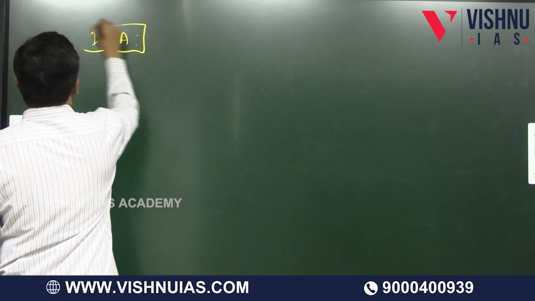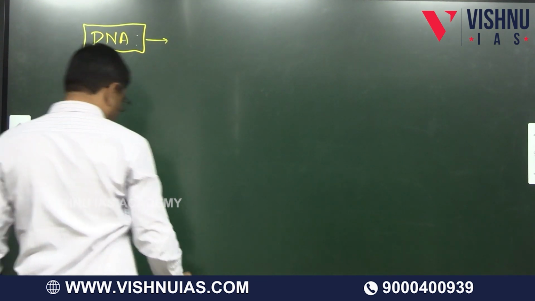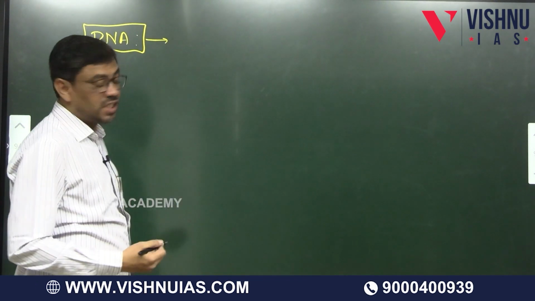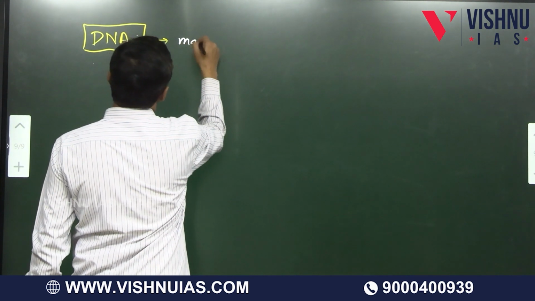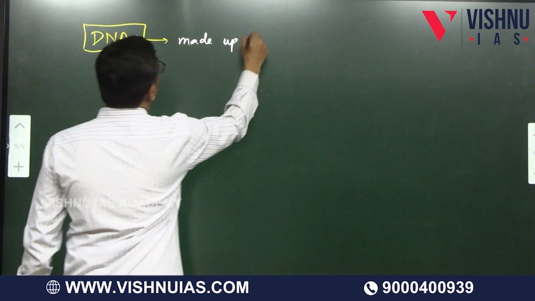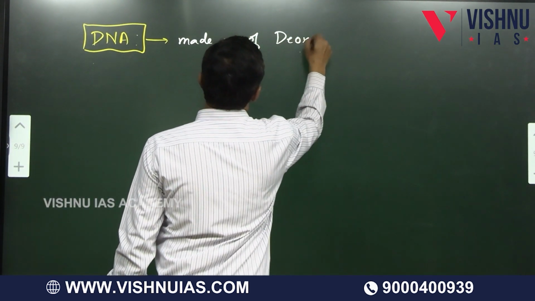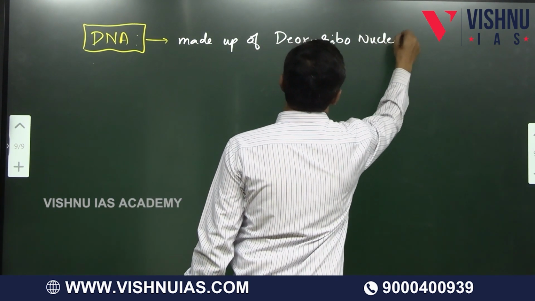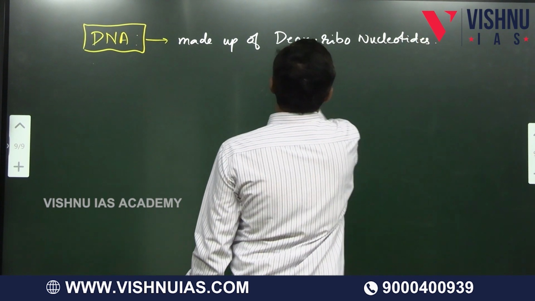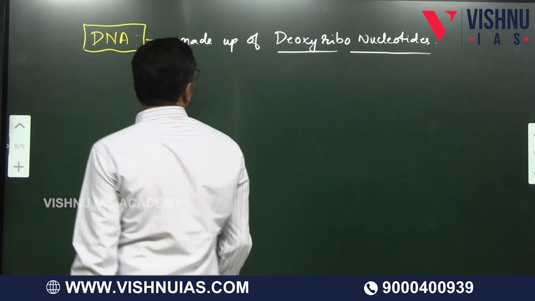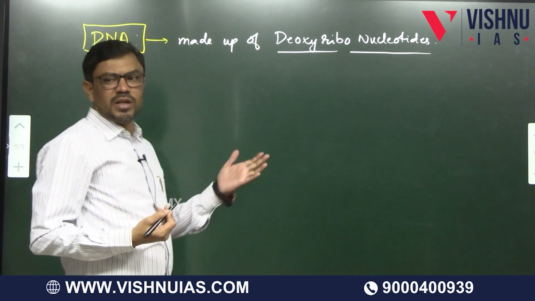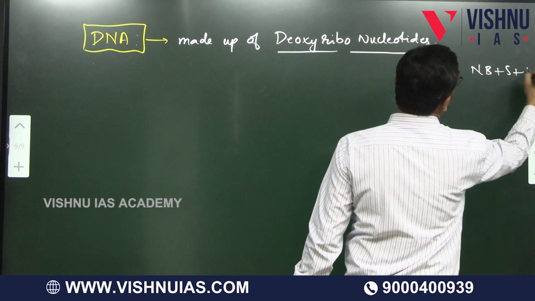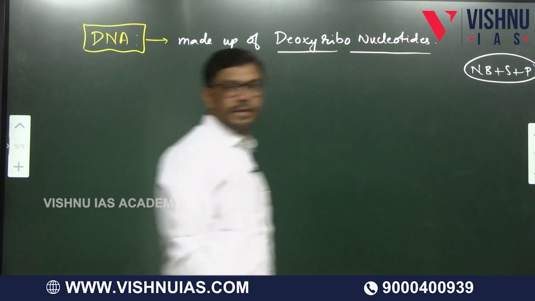Here you have to remember some concepts. DNA means deoxyribonucleic acid. It is made up of deoxyribonucleotides. So here nucleotide means what? Nucleotide means nitrogen base plus sugar plus phosphate. This is nucleotide. Got it?